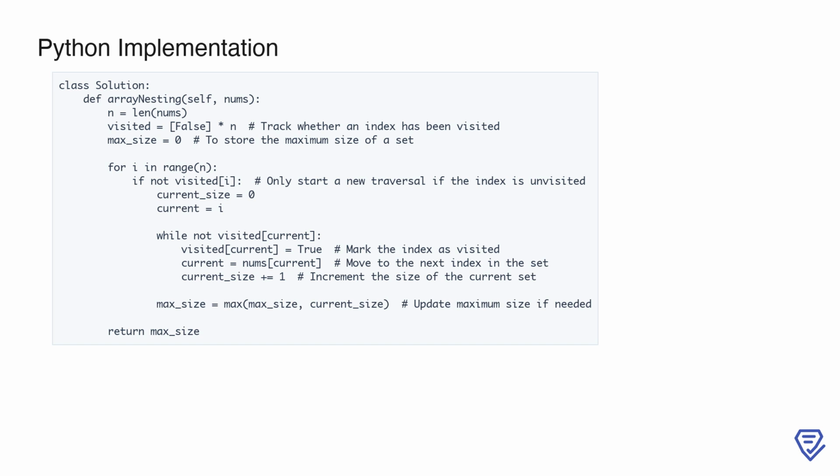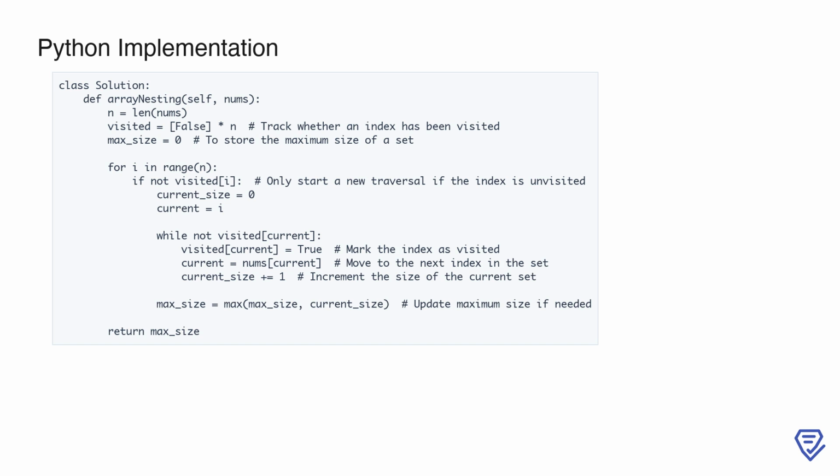3. Traversal of the set. Starting from the current index I, we initialize current_size to 0 and set current to I. We then repeatedly follow the sequence current equals nums[current], until we revisit an already visited index. Each time we visit a new index, we mark it as visited in the visited list and increment current_size.